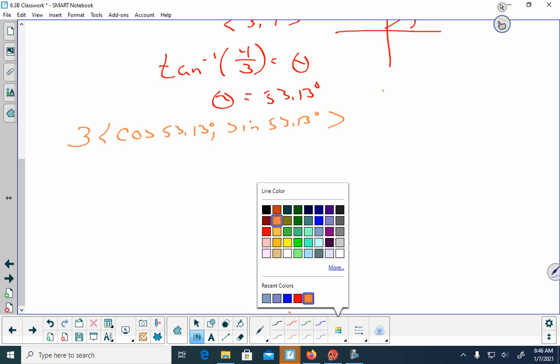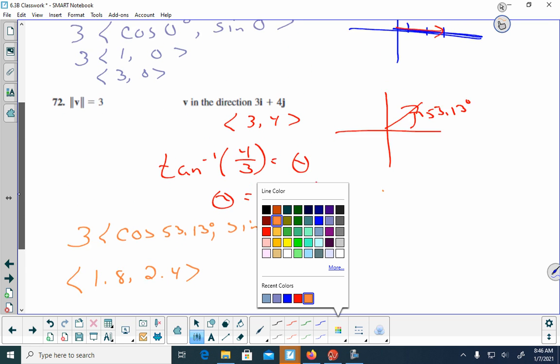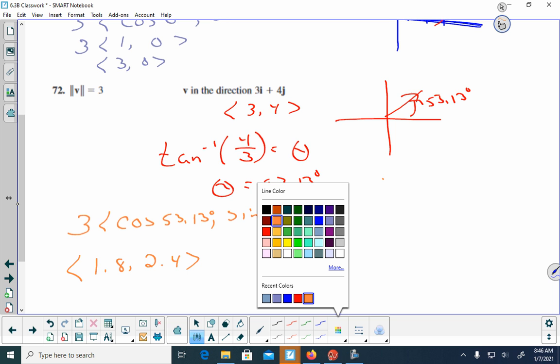So when I'm doing this in a calculator, obviously 53 is not on my unit circle. And when I'm doing that in the calculator, I get 1.8, 2.4. And then when I check my answer in the back of the book, because I like to check my answer, they had a fraction.